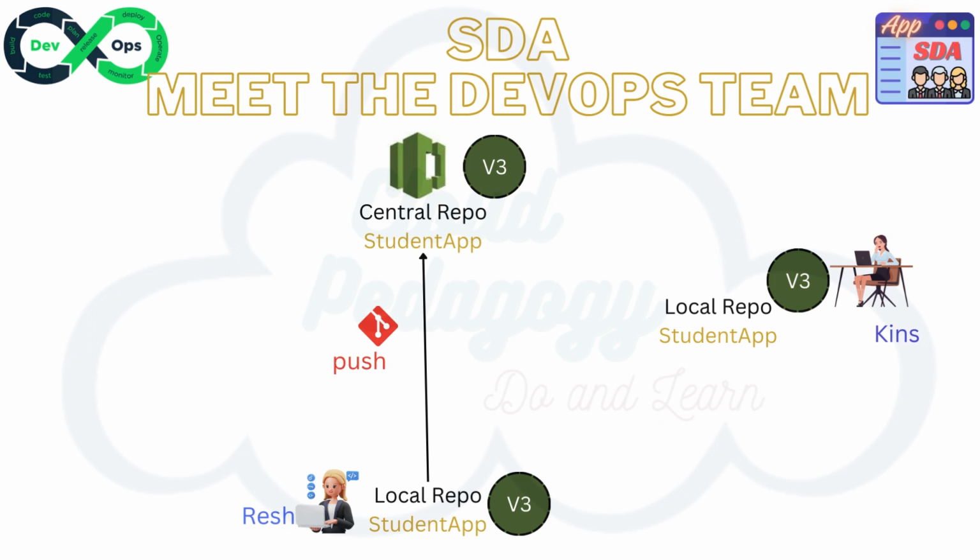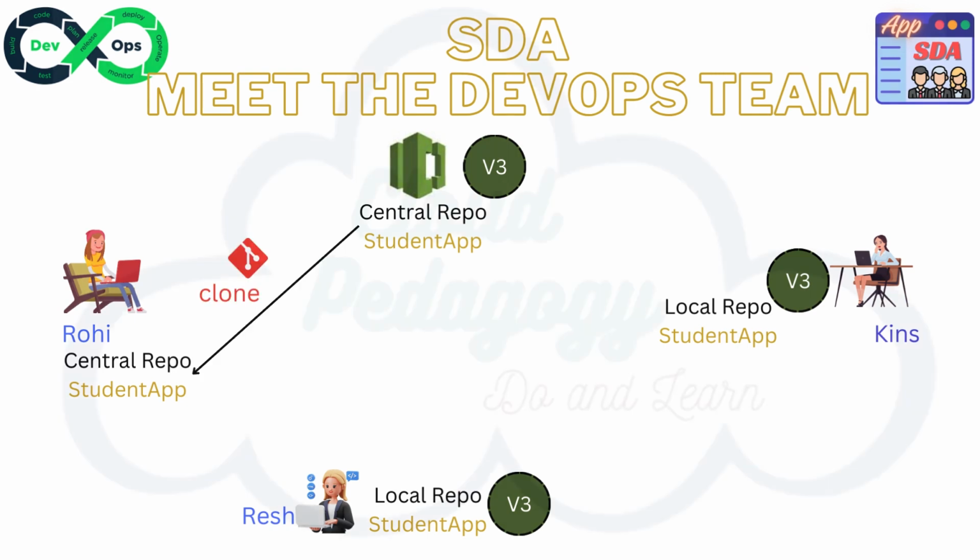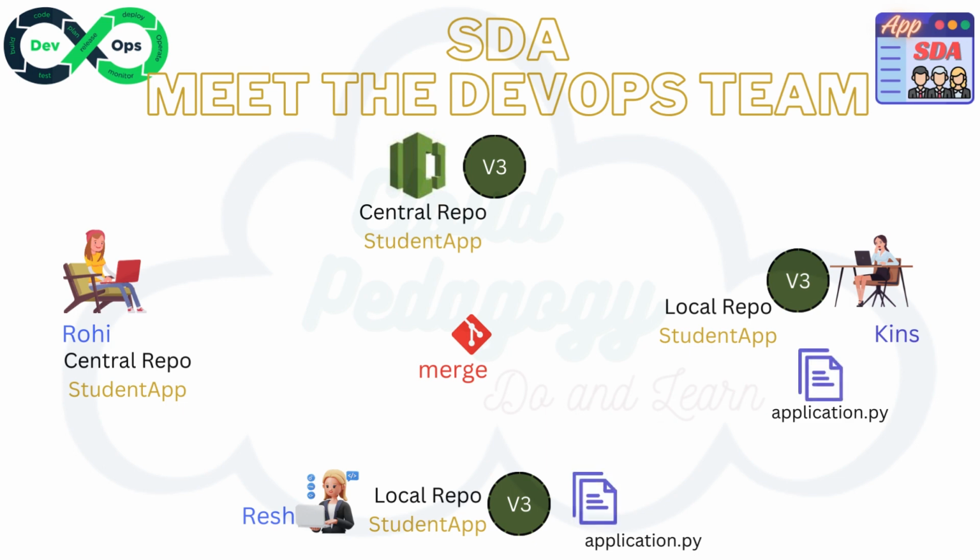So, some key takeaways from this whole process. Imagine that a new developer, for example Rohi, has joined the team. The first thing she has to do is clone that repository. There are other considerations. We will talk about merge conflicts in upcoming lessons, where let's say Resh and Kins could be working on the same file and potentially even on the same lines of code. So there could be some conflicts, and we will talk about how that's resolved.